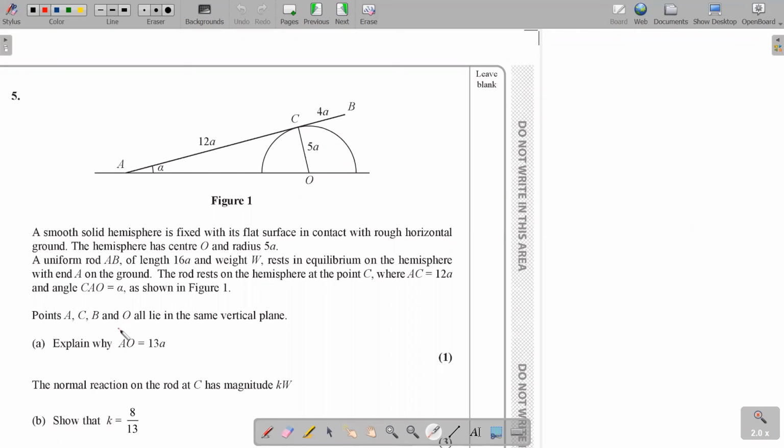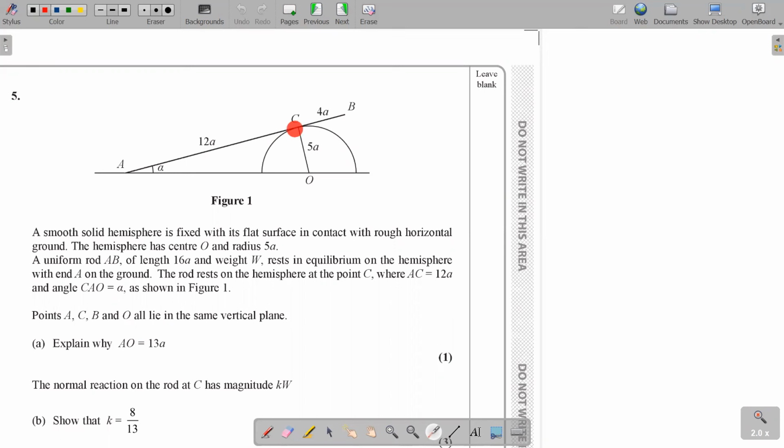Points A, C, B and O all lie in the same vertical plane. Explain why AO equals 13A. Okay, so what do you notice here? This is a hemisphere. The rod is touching the hemisphere, right? So basically what does that mean? At this point, this is like a tangent.